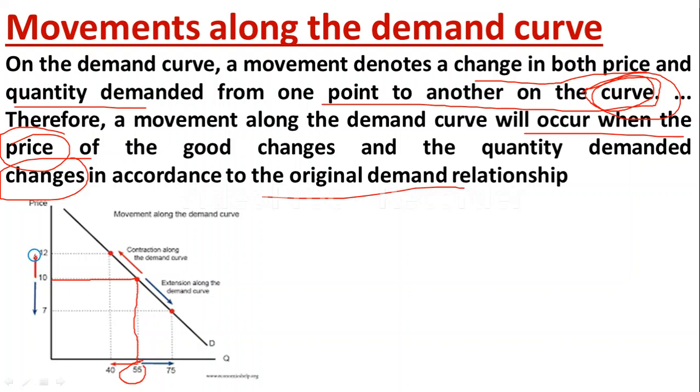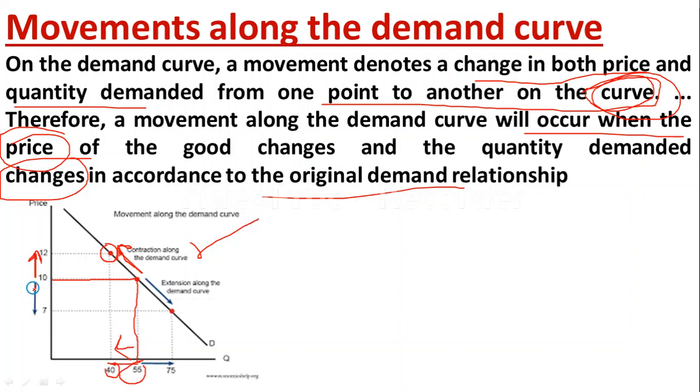If the price of the good increases to 12 rupees, when the price increases, the consumer will buy in less quantity. Instead of 55, he will buy only 40 units now. So when price increases, the consumer will move upwards on the same demand curve. This is also known as the upward movement along the demand curve, and also contraction along the demand curve.